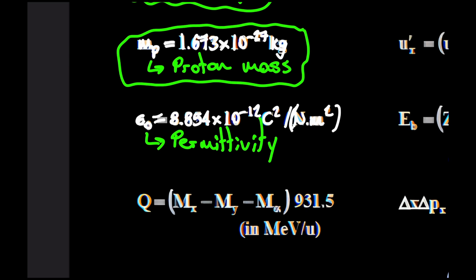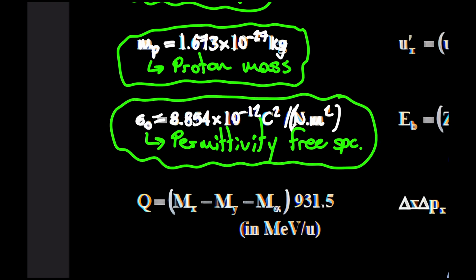Whoops, let me just complete this. Permittivity of free space. Another green box for the constants.